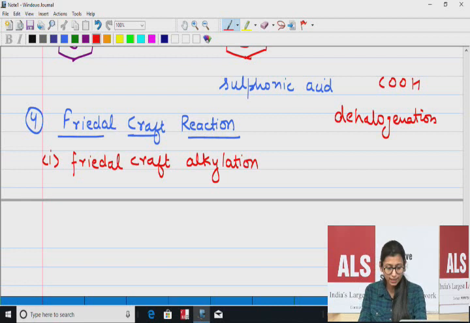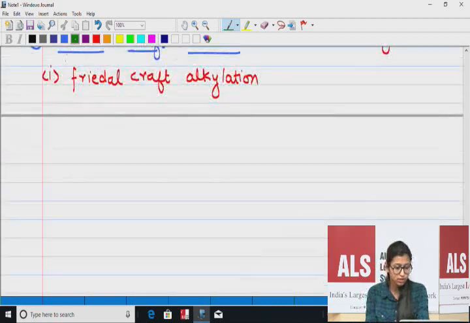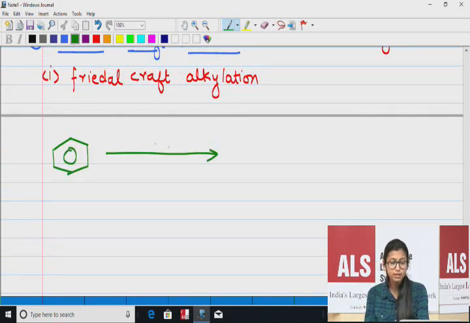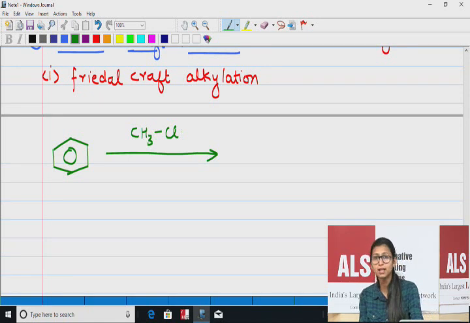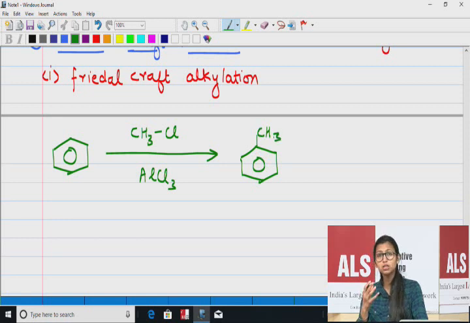Let's come back to the alkylation part. Everyone just look at the screen. The general reaction is, this is the benzene, and what will be written on the arrow? They will write CH3Cl, like I have taken the example of methyl, in the presence of AlCl3. First of all, I am writing the general reaction here, then we will talk about the mechanism, right? So what will I get? I will get a methyl benzene. I get an alkyl group over the benzene. So this is the alkylation.